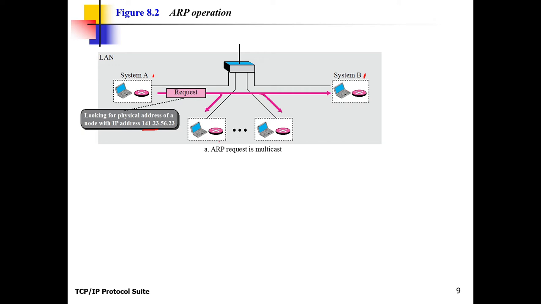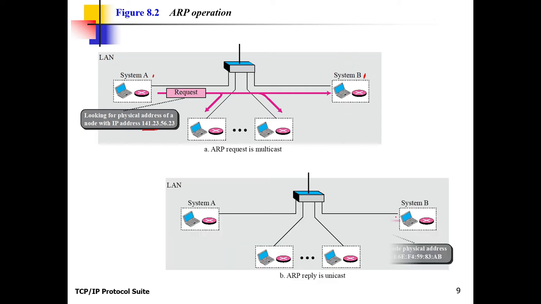I'm looking for the physical address for this IP address. So what this machine will do is ignore it. Oh, this is not my IP address, we'll ignore it. Then when it goes here, oh, this is my IP address. Okay, somebody needs to send me data.